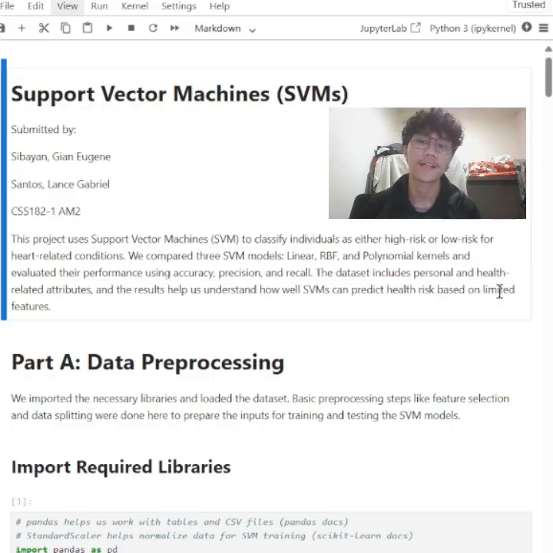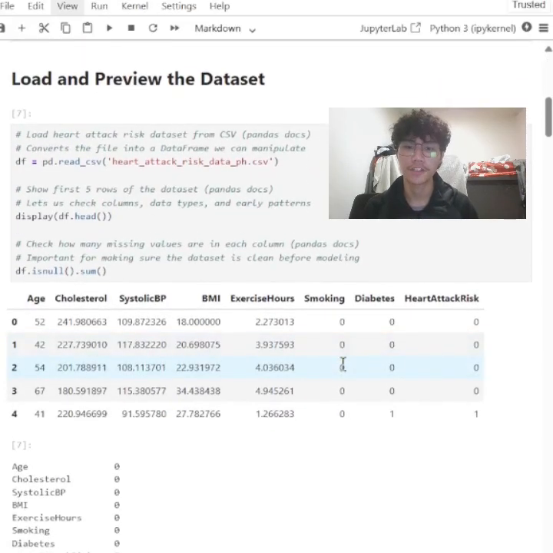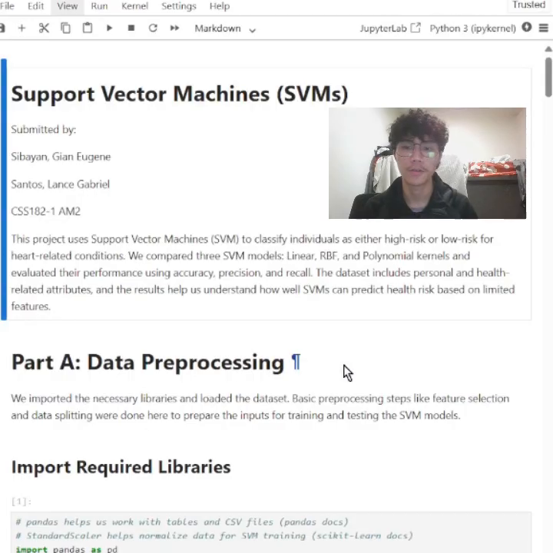So the goal of this is to classify individuals as either high or low risk for heart-related conditions using machine learning. Here we utilize SVM, a powerful classification algorithm, and we compare three different SVM models, linear, radial basis function, and polynomial kernels, to see which one best predicts heart risk. And we evaluate their performance using key metrics like accuracy, precision, and recall.